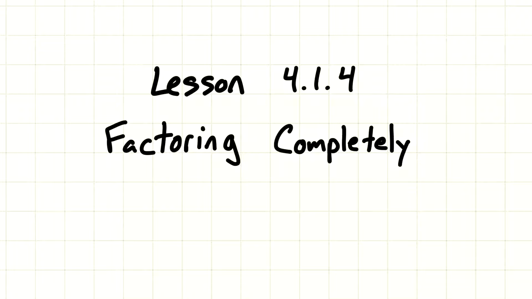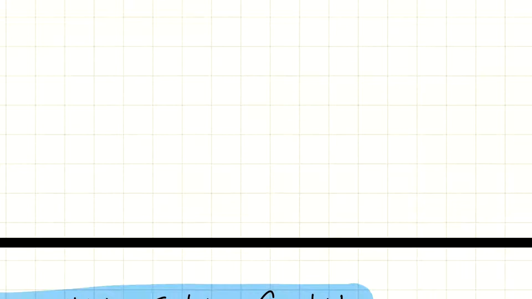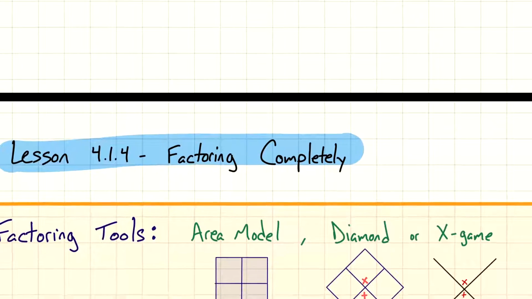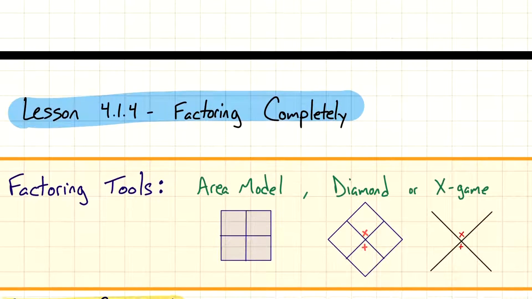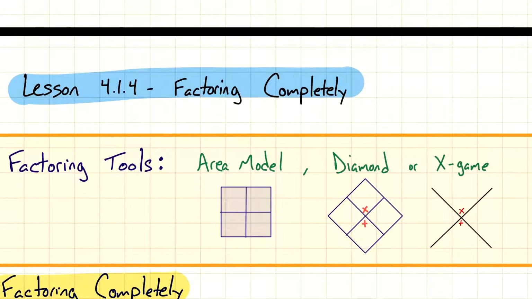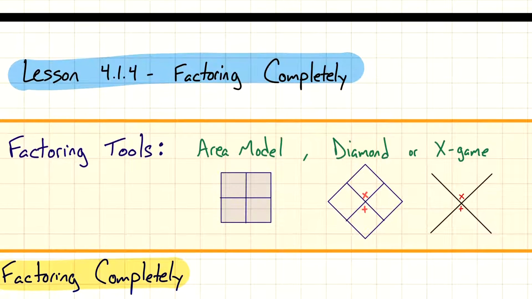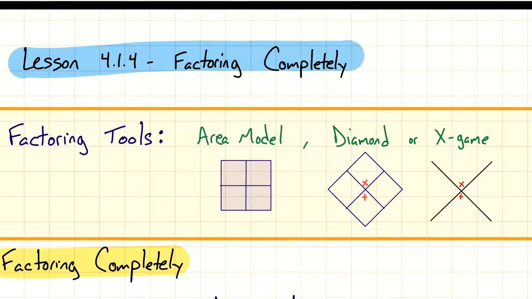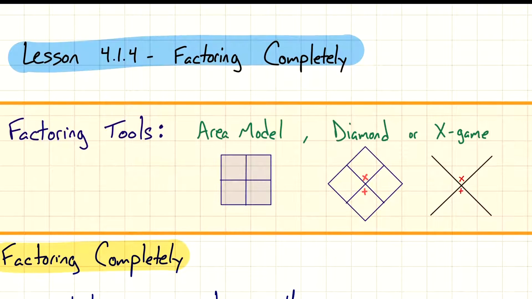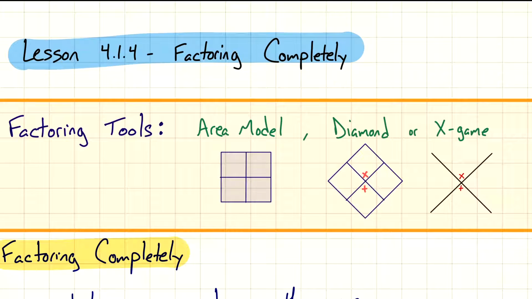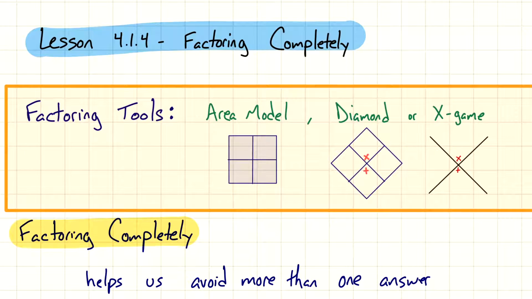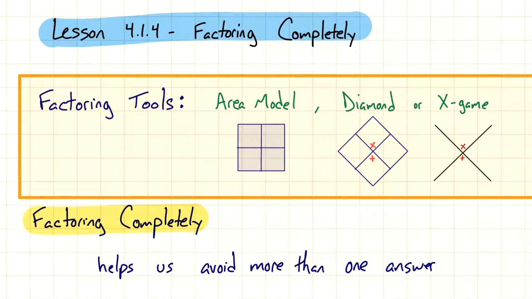Hi everyone, this is lesson 414, factoring completely. The last few lessons have been about learning how to factor using the tools available to us. And so we've been practicing with the area model, the diamond problem, or some of you call it the diamond method or X game. And I've kind of drawn those out for you to see the difference.